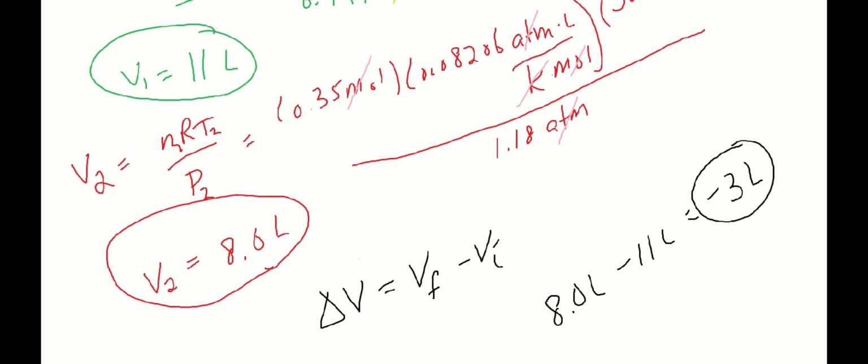Also, when you're adding or subtracting, your answer can't be more precise than the least precise measurement. In other words, 11 liters doesn't have precision to the tenths place. It doesn't have any decimals. Therefore, your answer can't have decimals.